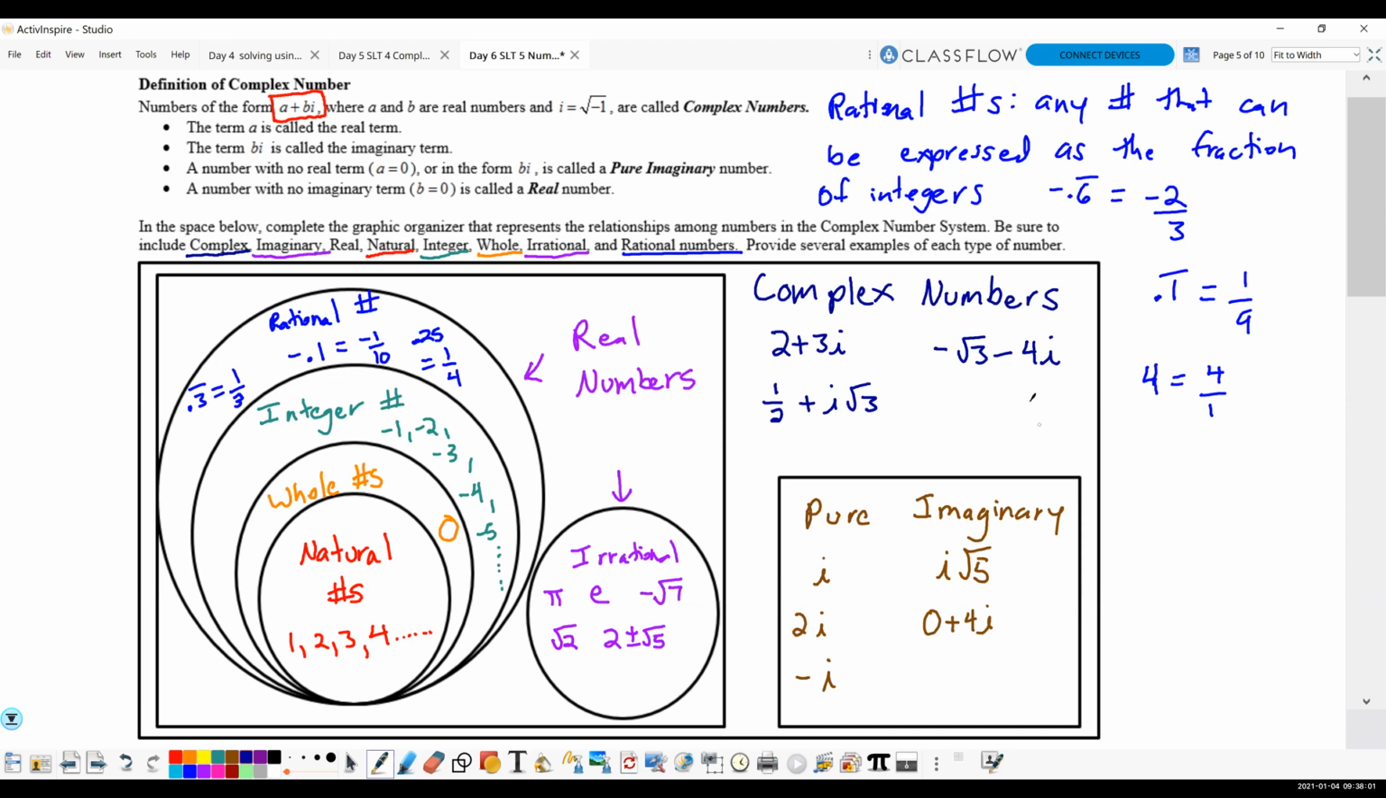What I would like you to do, keeping this diagram handy, is I have a set of numbers, and I want you to give the numbers the most specific classification. So for example, if I gave you -7, and asked what is the most specific classification, you would say integer. If I gave you the square root of 5 and asked for the most specific classification, you would say irrational.